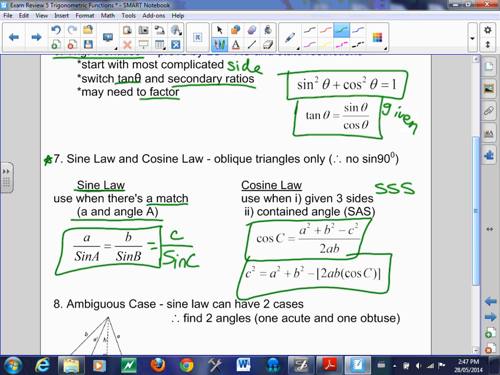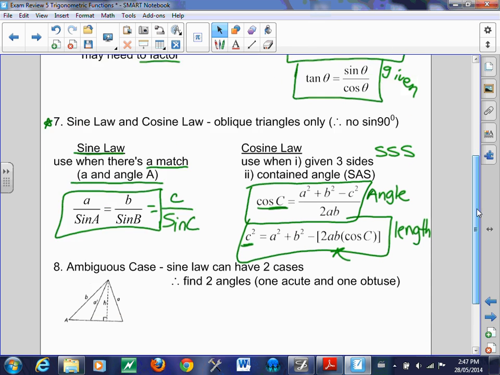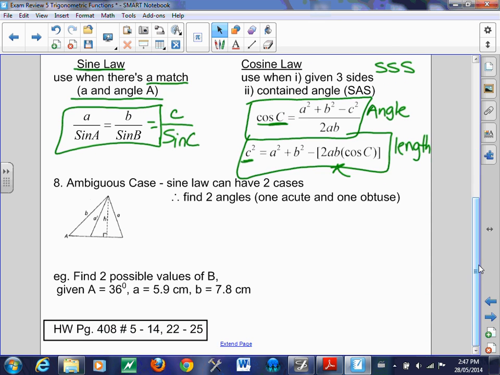I will give you these formulas on your sheet. So remember that if it's cos C, this is what you're using for an angle. Okay, and the other one, when it's lowercase c, that's the one you're using to find the length. Please, ladies and gentlemen, don't forget with the side length to, at the end, take the square root because it's c squared.